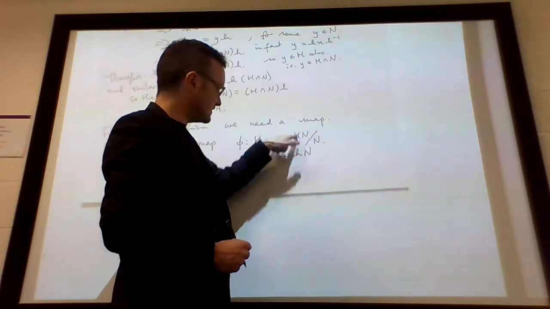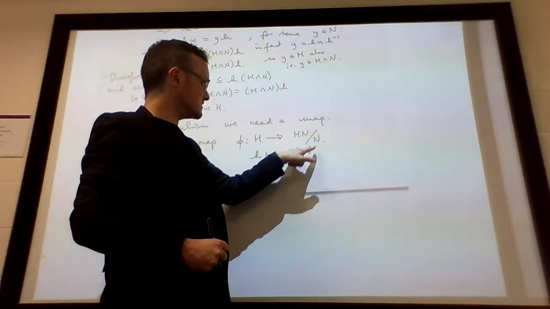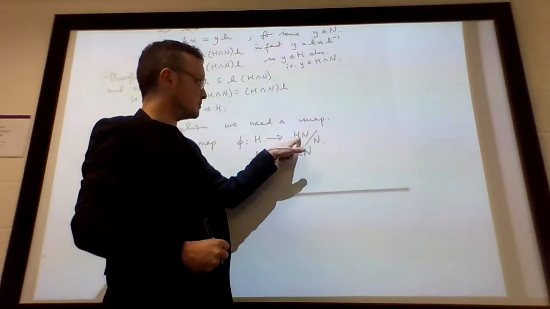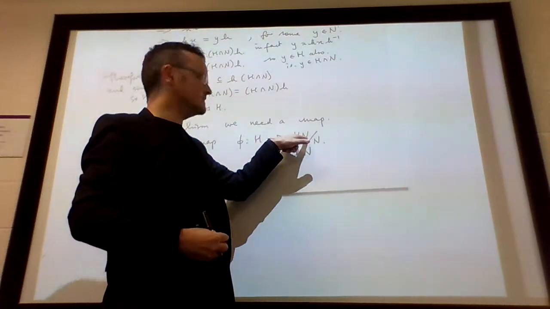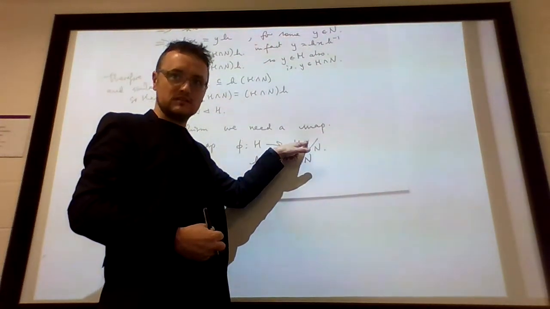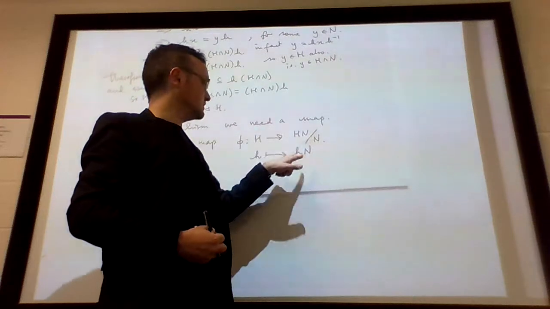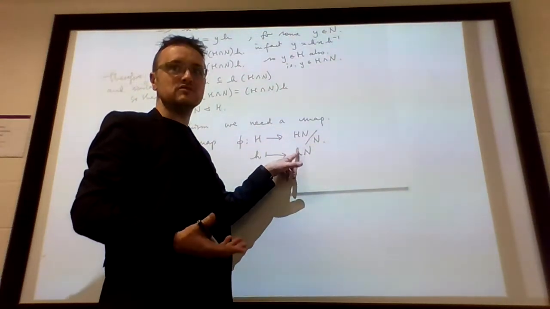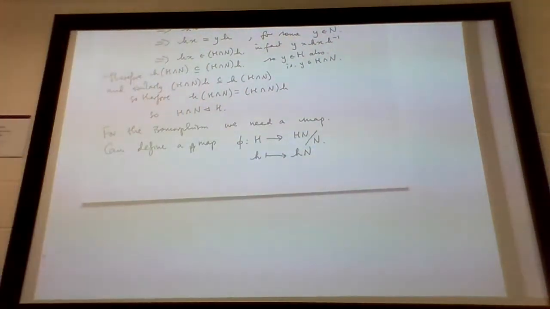This is certainly a valid element here. It's a coset of N by something from the product H times N. As you said, e is a valid choice for the second factor in the product, so this is really h times e. We'll just keep it as h. So that's our map.